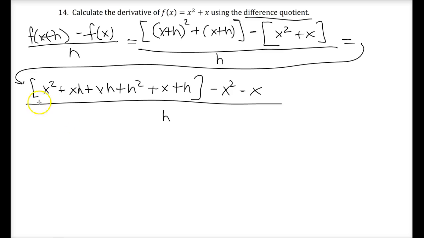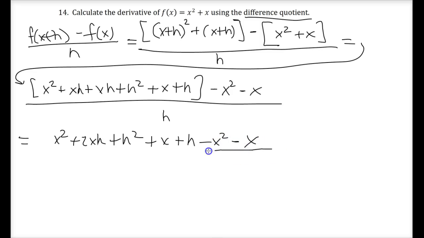Okay. If we keep on going here, of course, we see that we'll have x squared plus 2xh plus h squared plus x plus h. And I'm going to drop the parentheses or the grouping symbols at this point because we really don't need them. Minus x squared minus x, all divided by h. All right, so at this point, this is a very pivotal point in this problem. And so once we have our numerator expanded out, whatever terms that do not have an h in it, they should be able to cancel out with another term in the numerator.